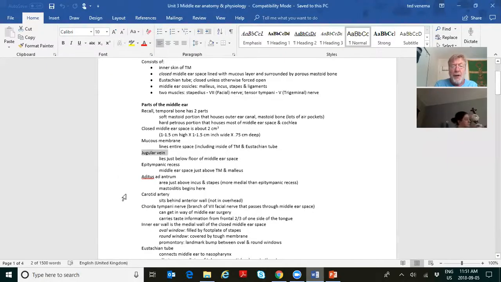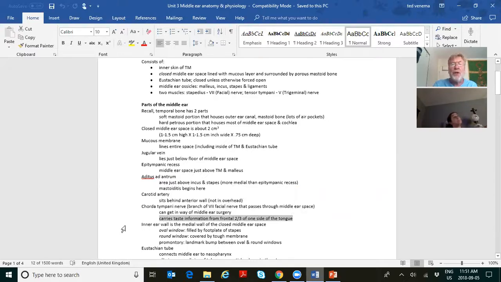Anywho, share screen. So the jugular vein and carotid artery are two big blood vessels near the middle ear space. You'll see something here called the chorda tympani nerve. That's a branch of the seventh cranial nerve, which is often called the facial nerve, and it passes through the middle ear space. It's not seen on your slides, okay? But it's a branch of your seventh nerve that can often get in the way of middle ear surgery. And it carries taste information from the front two-thirds of your tongue.